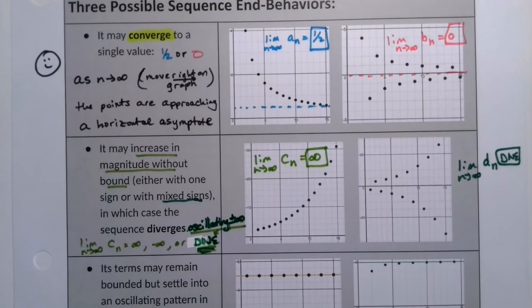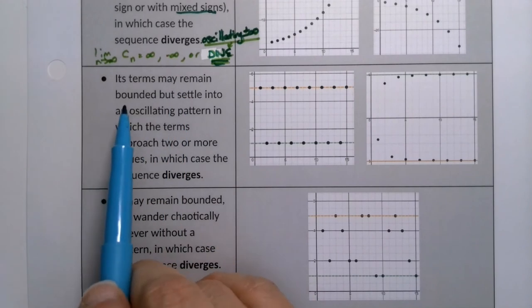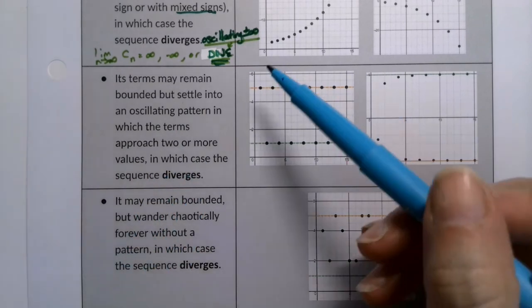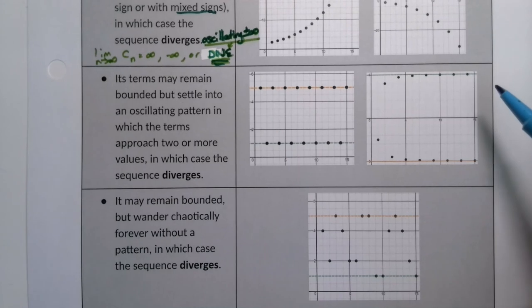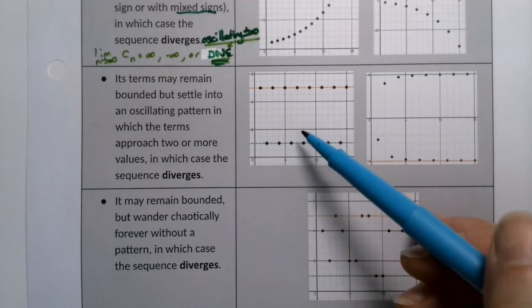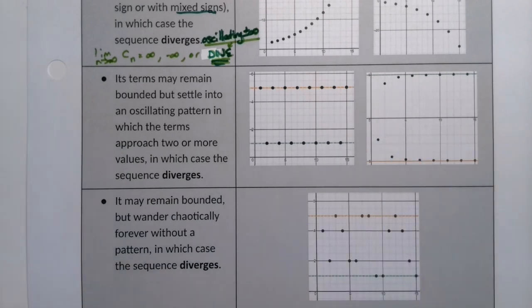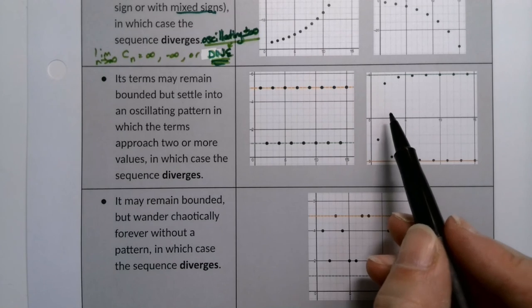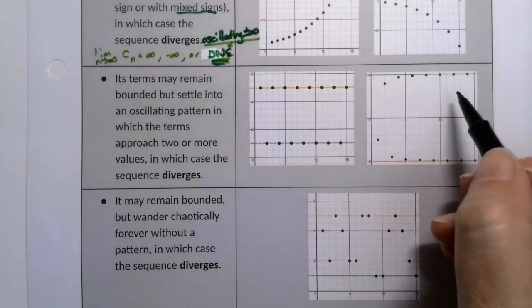So half and 0. Now, it can remain bounded, but settle into an oscillating pattern in which the terms approach 2 or more values, in which case, all right. So what it's saying is it's oscillating between 2 values or more values. Sometimes it could be 3, but it's just bouncy, bouncy, bouncy, but it's never going to get anywhere, right? So both of these, for both E and F, I'll call these, neither one of them has a limit that exists, right? Because it's bouncing between 2 numbers.